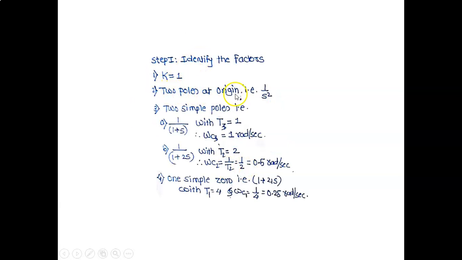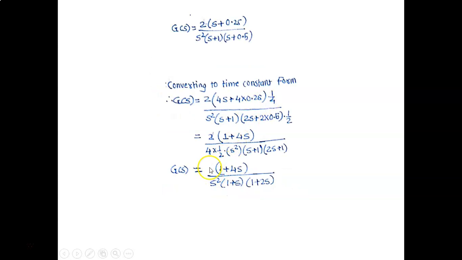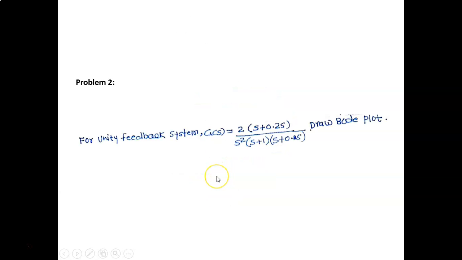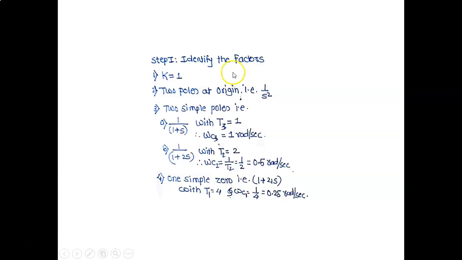Similarly, 2 poles at origin, that is 1 upon s square. This 1 upon s square term is known as 2 poles at origin. Similarly, 2 simple poles, that is 1 divided by (1 plus s) and 1 divided by (1 plus 2s). And 1 simple zero, that is 1 plus 4s.